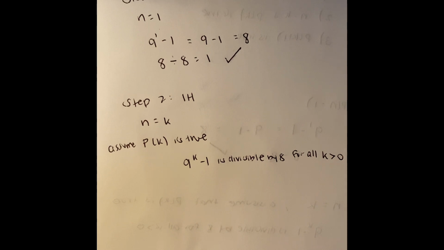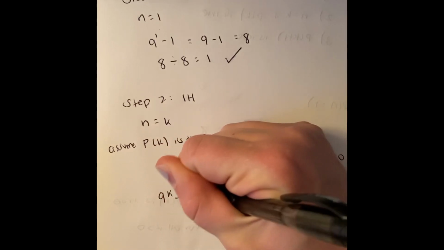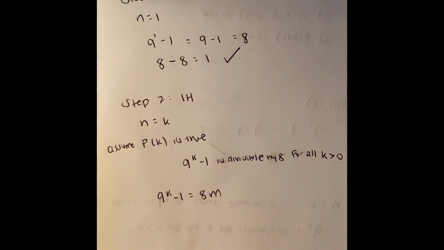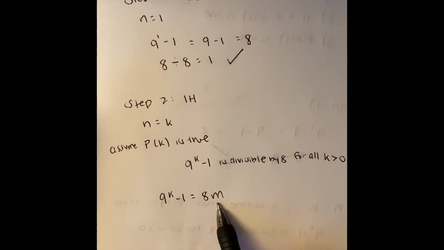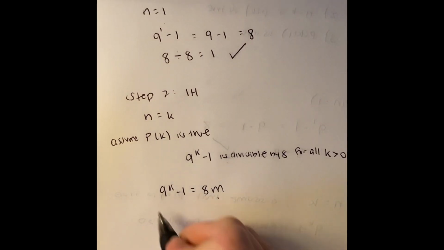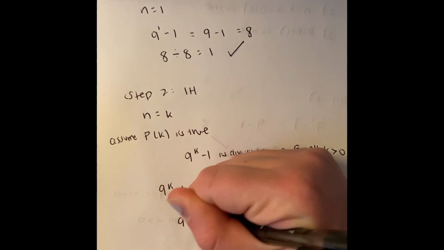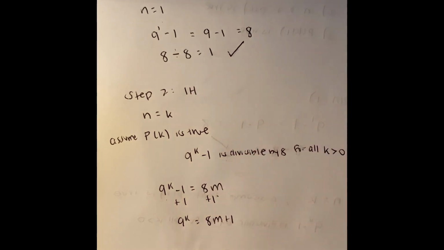Now what we're going to do is set this equation equal to 8m, where m represents some integer. The reason we do this is that if m is an integer and you're multiplying it by 8, whatever this result is, it's always going to be divisible by 8. Lastly, we're just going to want to isolate our 9 to the k by adding 1 to each side. So we're going to have 9 to the k is equal to 8m plus 1.